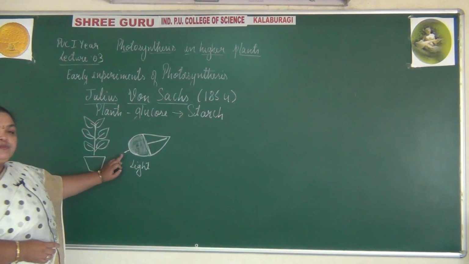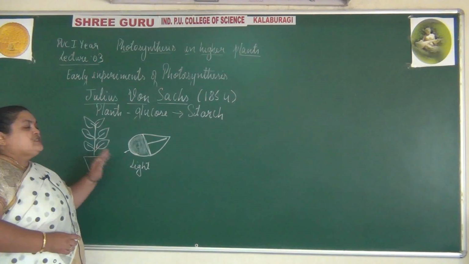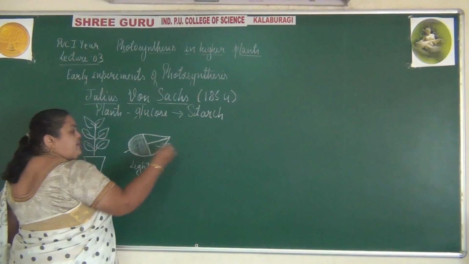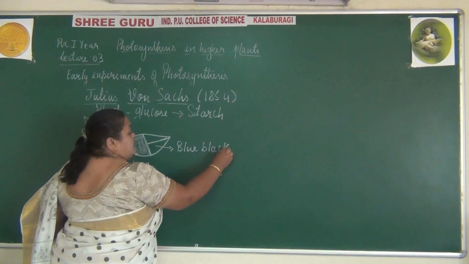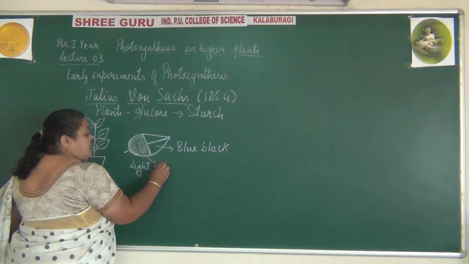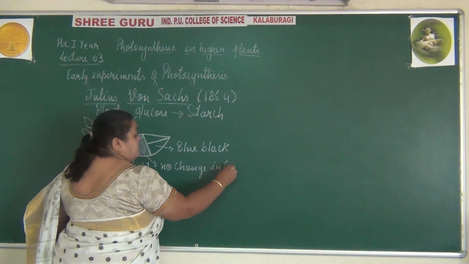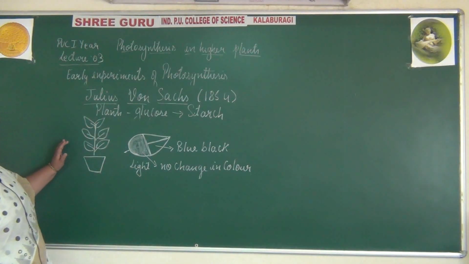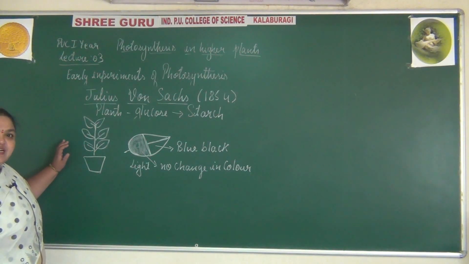Then this leaf was tested for the presence of starch using iodine. When it was tested for the presence of starch, the upper part of the leaf changed into blue-black in color, while the covered portion showed no change in color. So when the plant was kept in a dark room, it utilized the food that was present in it.